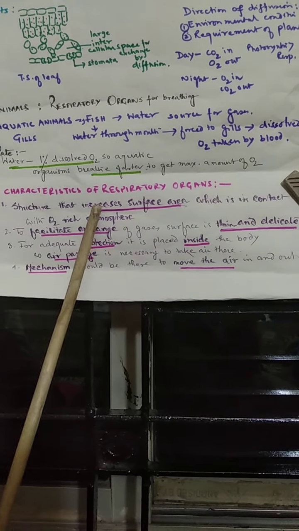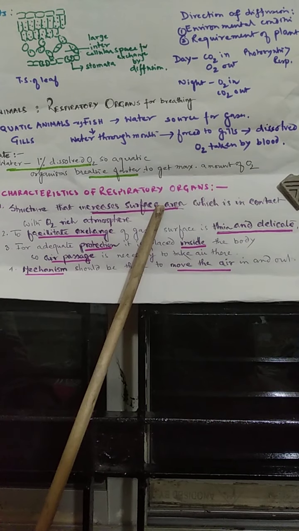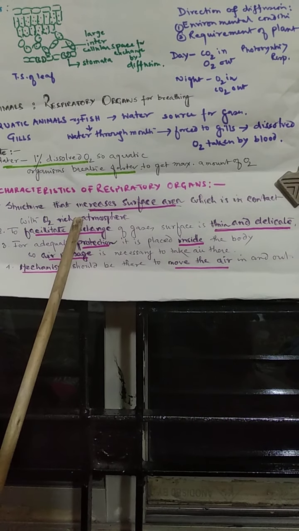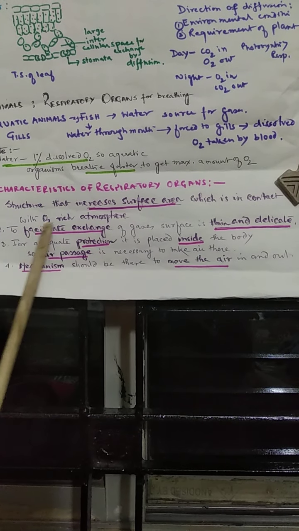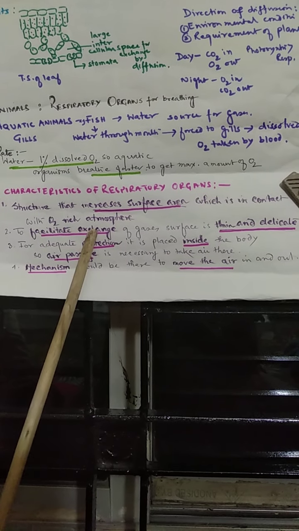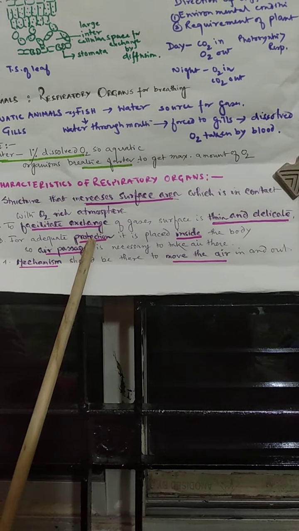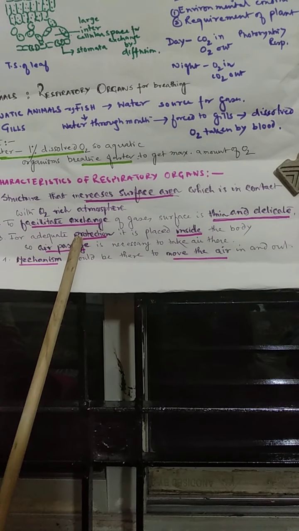So first of all, there should be increased surface area in the respiratory organs, so there is more contact with the oxygen-rich atmosphere. Number two, this organ will facilitate exchange of gases, so it should be thin and delicate. Number three, it should be well protected and present inside the body. And number four, there should be a mechanism by which air can enter or move out of the body.